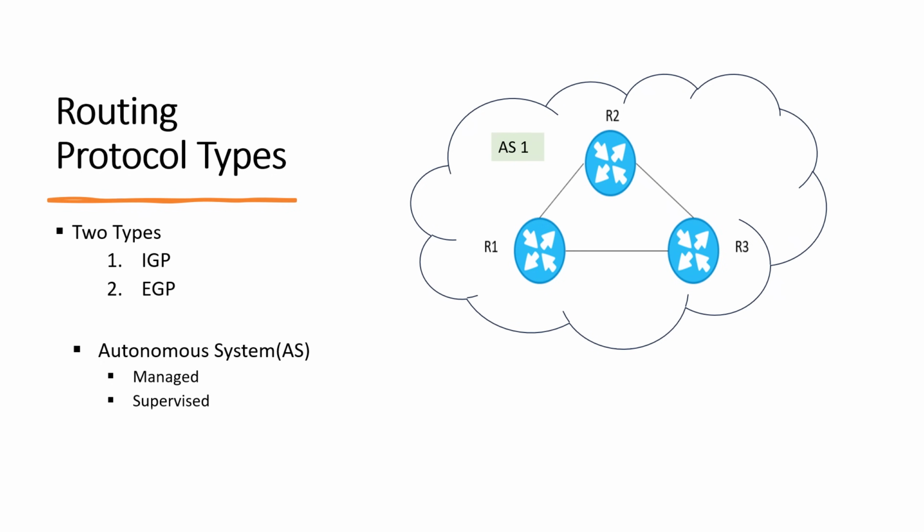An autonomous system, or AS, is a network or a collection of networks that are all managed and supervised by a single entity or an organization. Typical examples of an AS are a company's internal network or an ISP network, which is also typically a single AS.